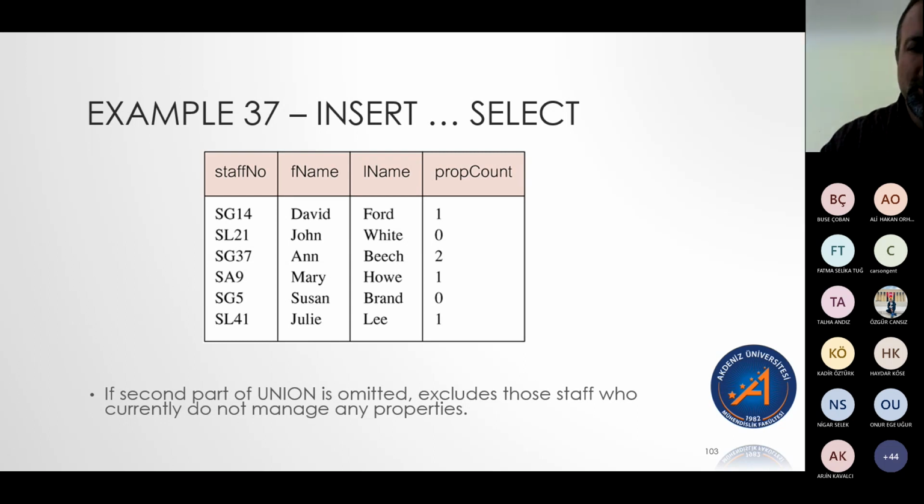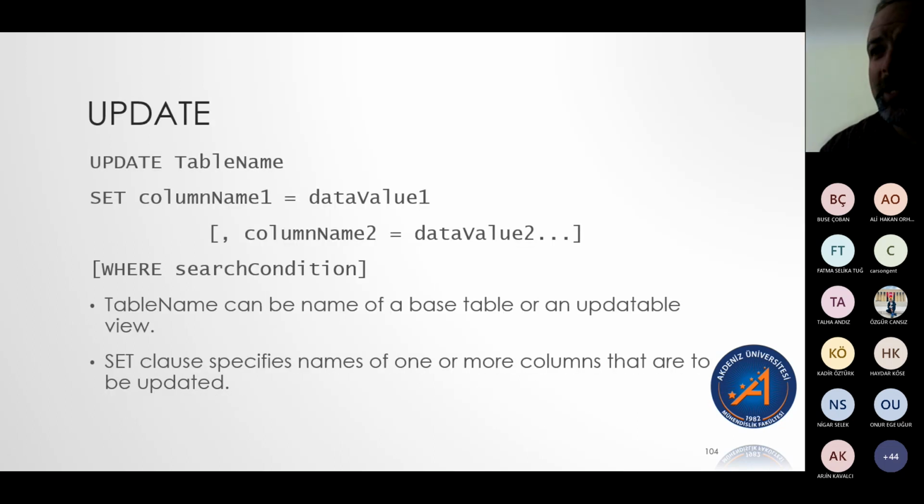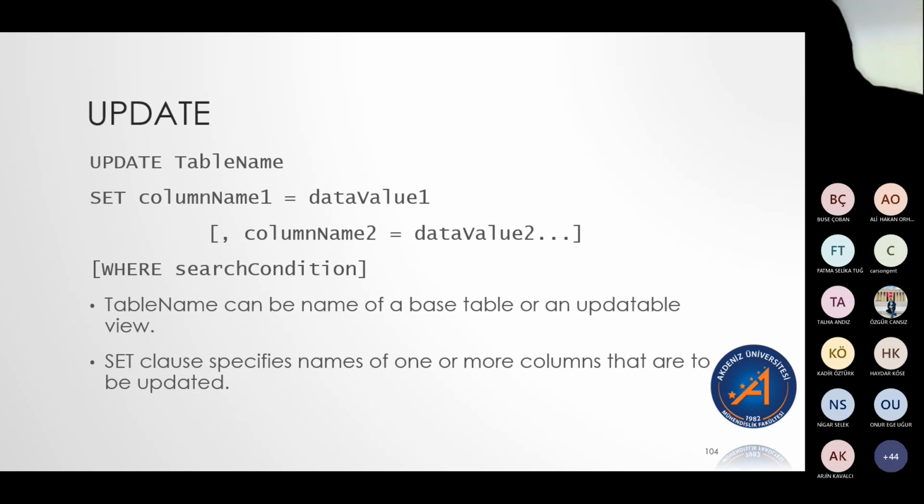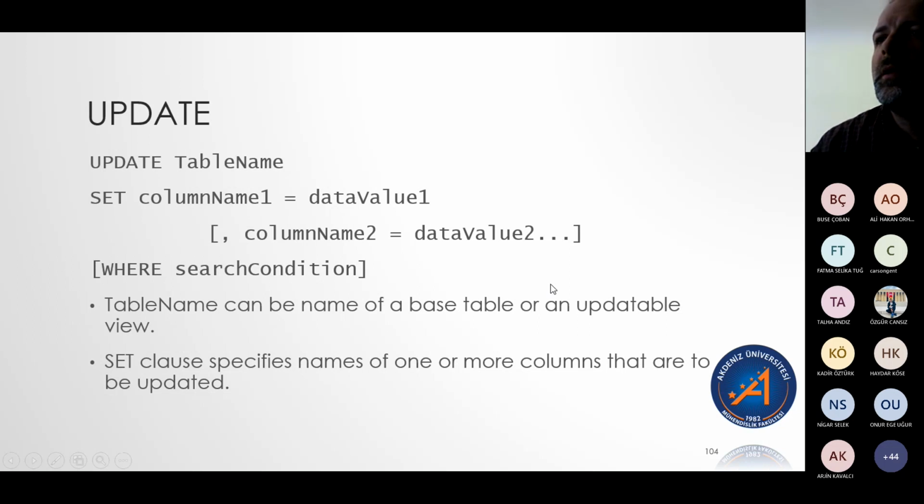Okay. We might want to update data in a table, change it, right? We want to change the values for a column or columns. The way we do that is by using the update keyword. So we update our table, we set a column to a certain value, with an optional where condition.